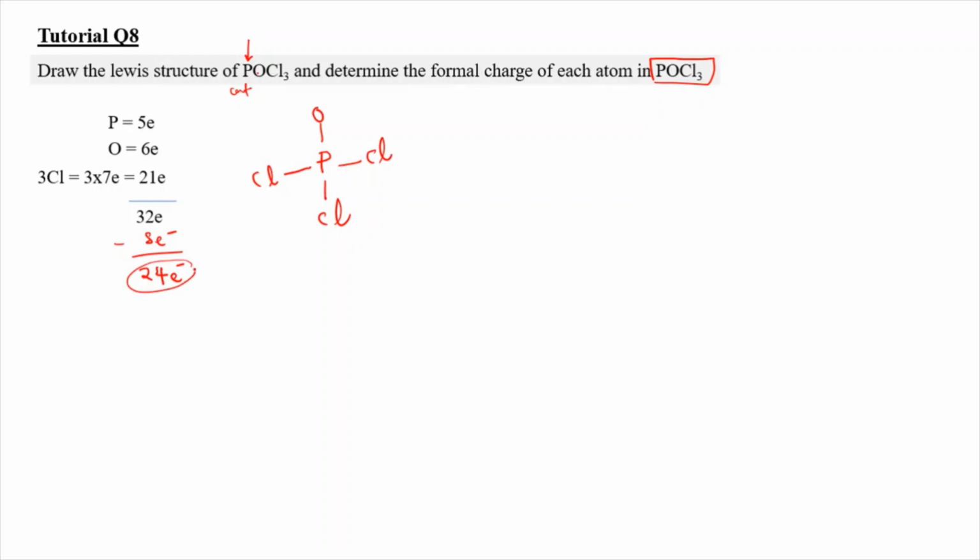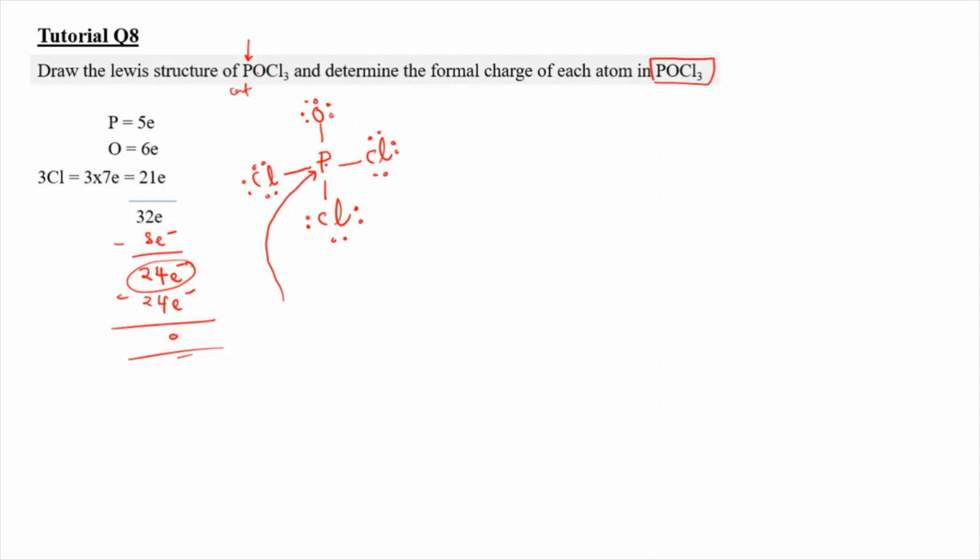So these 24 electrons are then used in order to complete the octet at the terminal atoms. So we're going to have 1, 2, 3, 4, 5, 6, 7, 8, 9, 10, 11, 12, 13, 14, 15, 16, 17, 18, 19, 20, 21, 22, 23, 24. So all the electrons have been used up here.